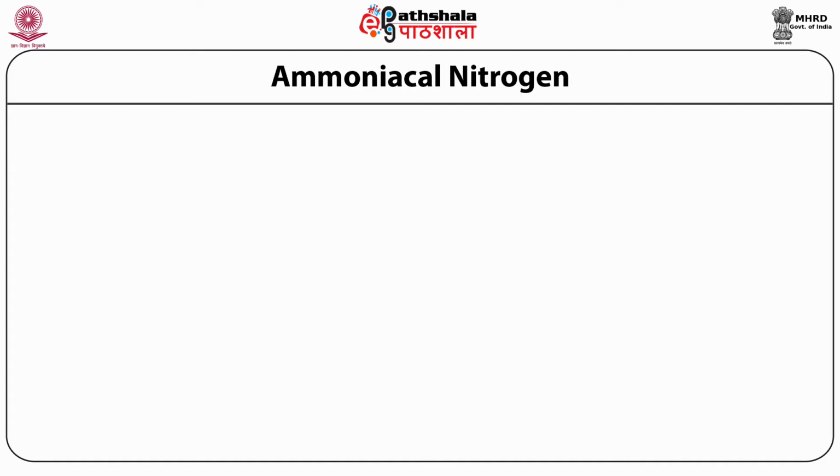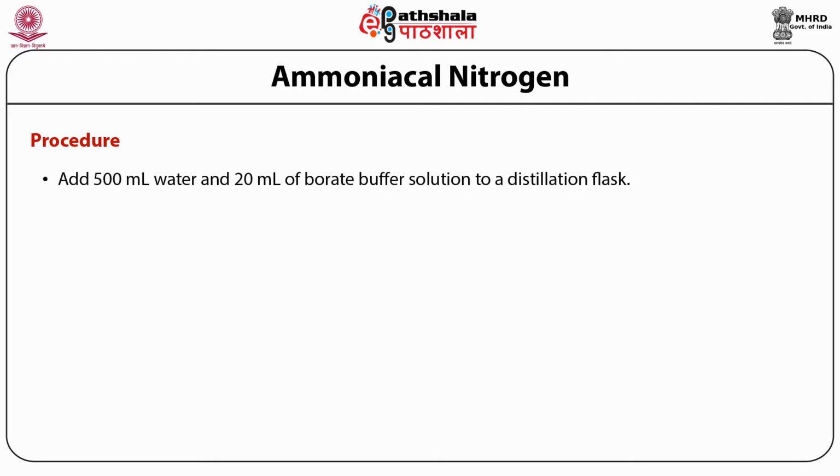Now we discuss the procedure of ammoniacal nitrogen determination. The two major factors that influence selection of the method for determination of ammonia are concentration and presence of interferences. Where interferences are present and greater precision is necessary, a preliminary distillation step is necessary. For that, add 500 ml water and 20 ml of borate buffer solution to a distillation flask and adjust the pH to 9.5 with 6 normal sodium hydroxide solution.